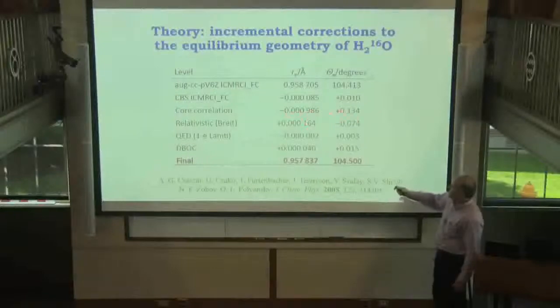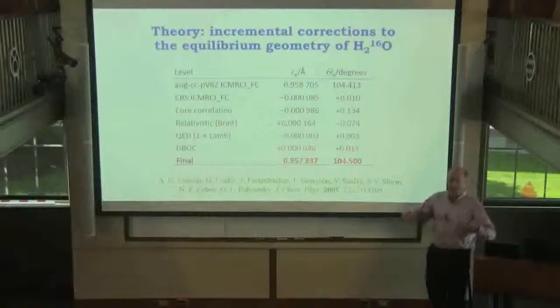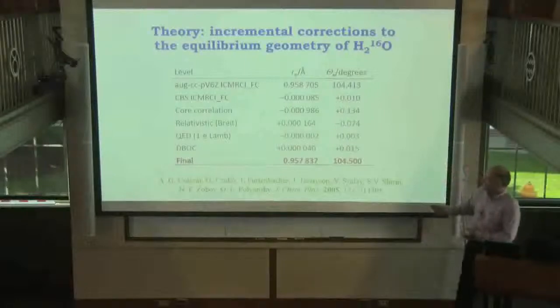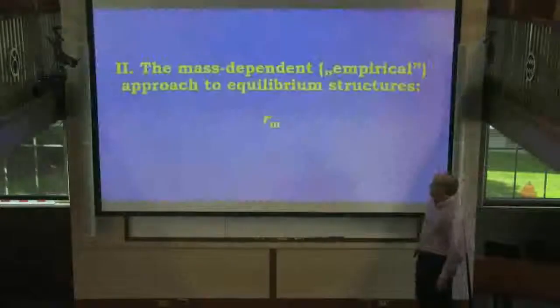Core correlation is very important. You need to consider all the electrons. Quantum electrodynamic effect is basically negligible, even if you are interested in highly accurate parameters. Diagonal Born-Oppenheimer is pretty good. So you can come up with an estimate of the best possible equilibrium structure of water based on these ab initio computations. And these results are probably more accurate than what you can get experimentally.